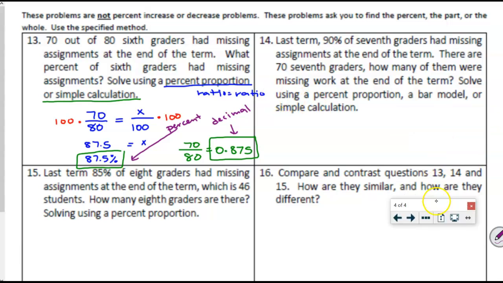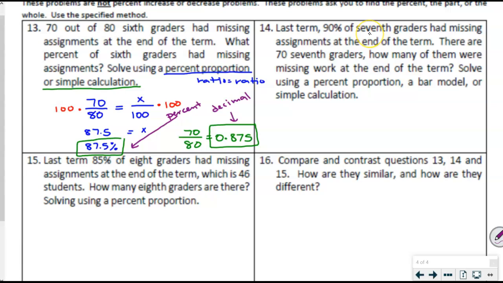Okay, let's see if we have time to finish up the rest of them. 14. Last term, 90% of 7th graders had missing assignments at the end of the term. Also an accurate statement when I wrote this problem. There were 70 7th graders. How many of them were missing work at the end of the term? Solve using a percent proportion, a bar model, or a simple calculation.